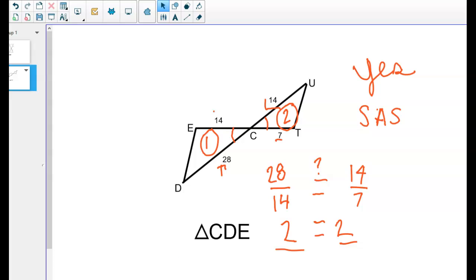Now I can finish my similarity statement. Triangle CUT, the little squiggly line means is similar to, triangle CDE. C, again, is the same angle in both triangles, so C would come first. Here C goes to D along the longer side. So in order to get the one that corresponds to D, I would need to go along the longer side of the other triangle. 14 is the longer side, so U would be next. So CUT is similar to CDE.